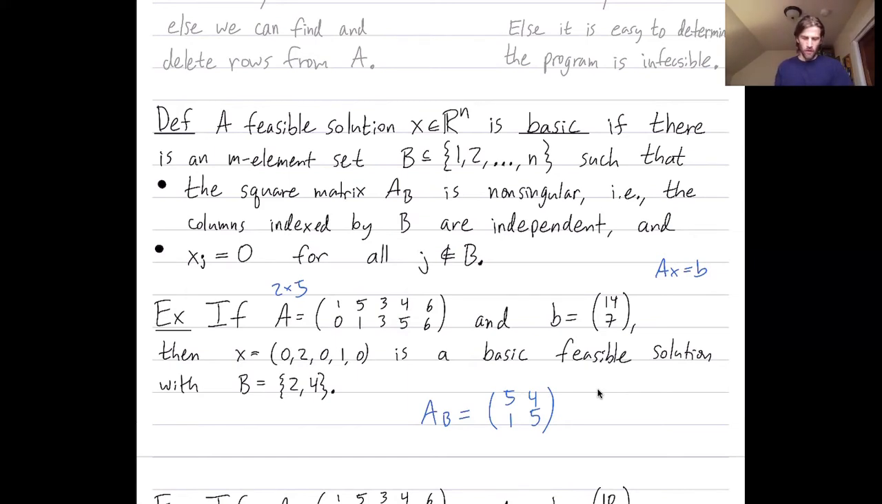So yeah, we call B a basis. It's a slight abuse of notation. B is a subset of the numbers from 1 up to n, but we really think of B as corresponding to the columns of matrix A. And this requirement that the resulting matrix is non-singular is just exactly saying that those columns of matrix A are linearly independent. They form a basis for m-dimensional space. All right.